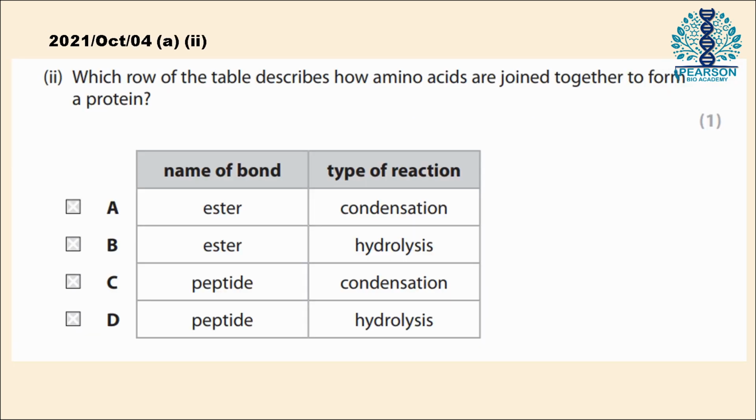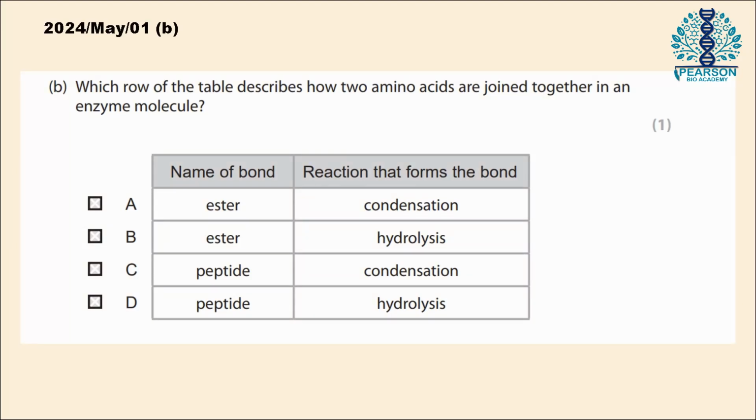The next question is from the October 2021 paper. In this question, you are provided with a table and asked to identify the bond between two amino acids and the type of reaction. The answer is so simple. You know the bond is the peptide bond and the reaction is a condensation reaction. Interestingly, the exact same question appeared again in the May 2024 paper, so the answer is the same. This is a great example of why studying past papers effectively is so important.